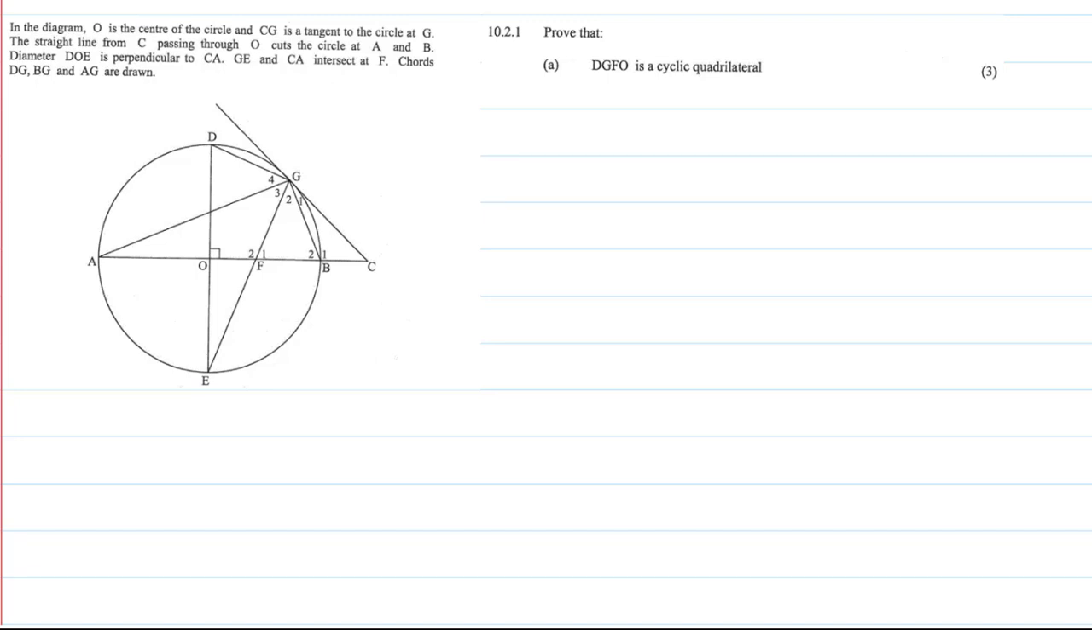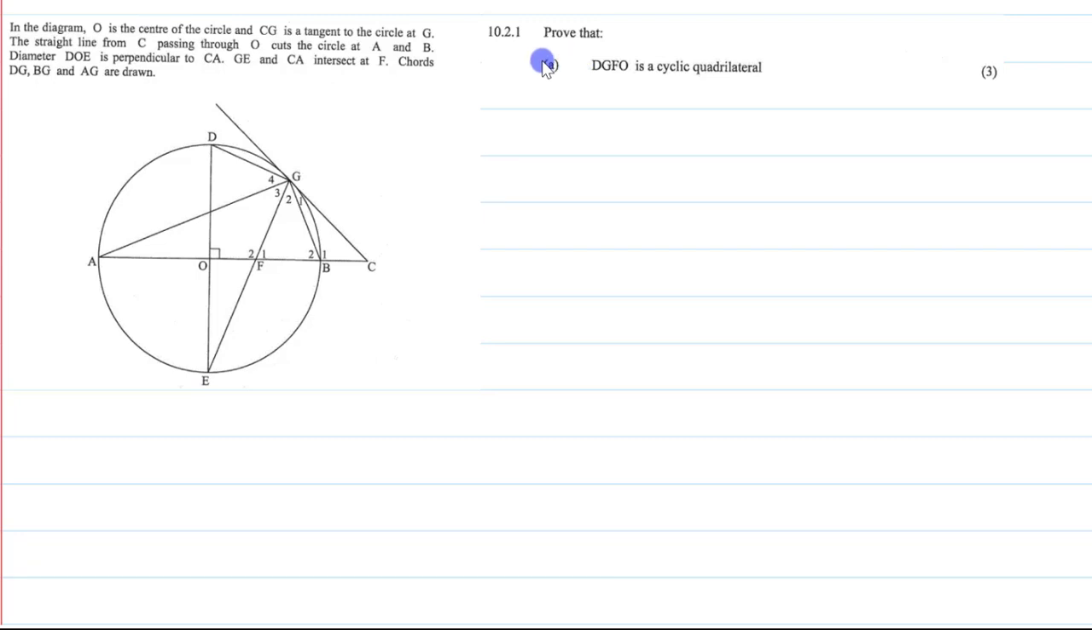It says, in the diagram, O is the center of the circle and CG is a tangent to the circle at G. The straight line from C passing through O cuts the circle at A and B. Diameter DOE is perpendicular to CA. GE and CA intersect at F. Chords DG, BG, and AG are drawn. So the first part of the question is that we have to prove that DGFO is a cyclic quadrilateral.